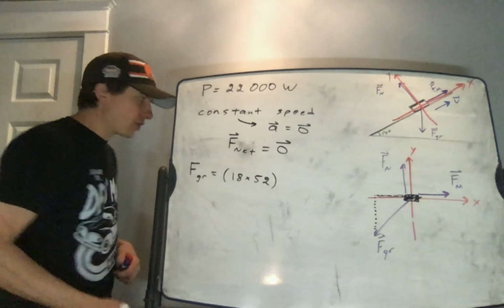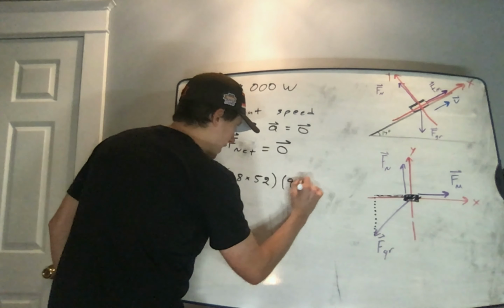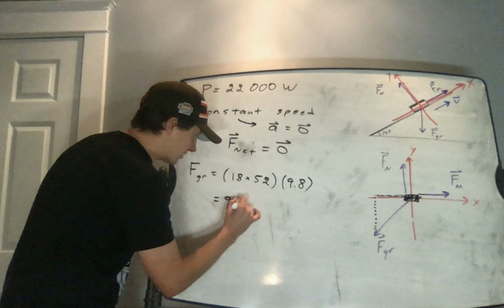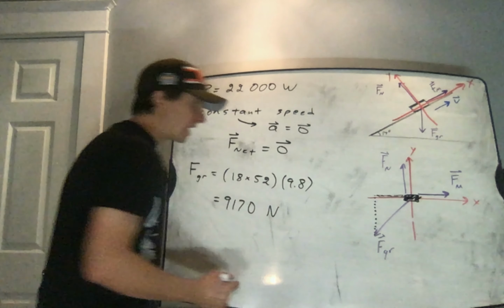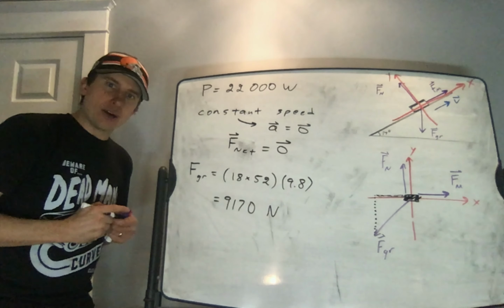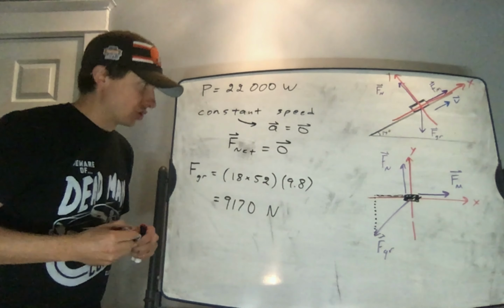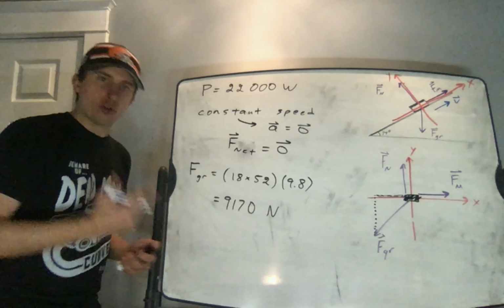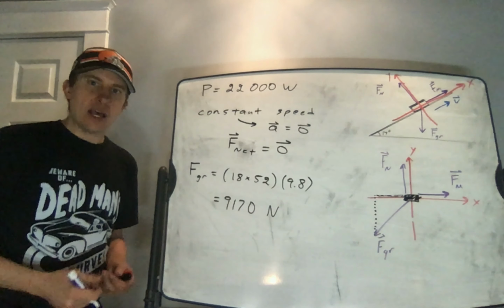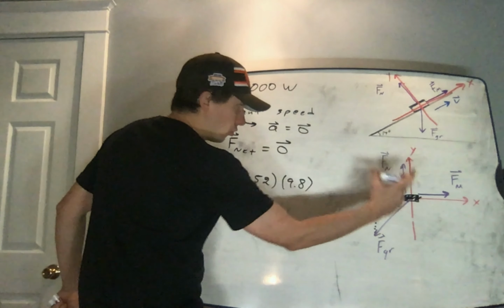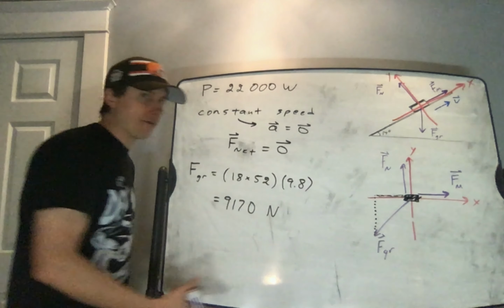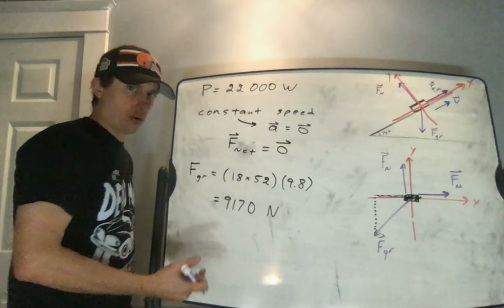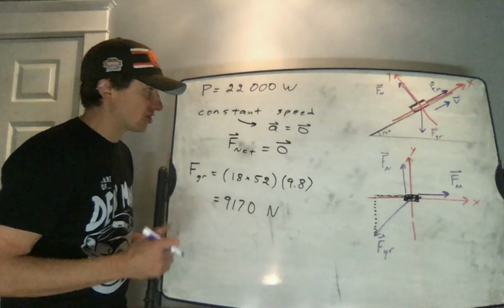And the acceleration due to the Earth's gravity is 9.8. So if I put this in a calculator, I find the force of gravity is 9170 newtons. Now, this 9170 number is the magnitude of the gravitational force, but we want to break the gravitational force into its horizontal and vertical components, because we know that the horizontal component of the force of gravity will be the same size as the force from the motor, because these two forces do need to cancel.